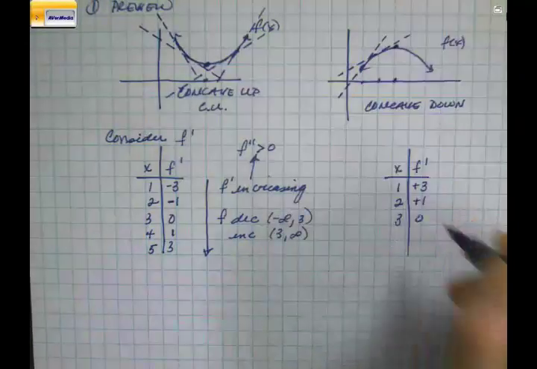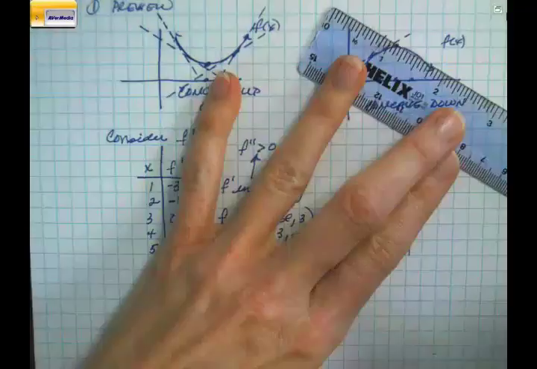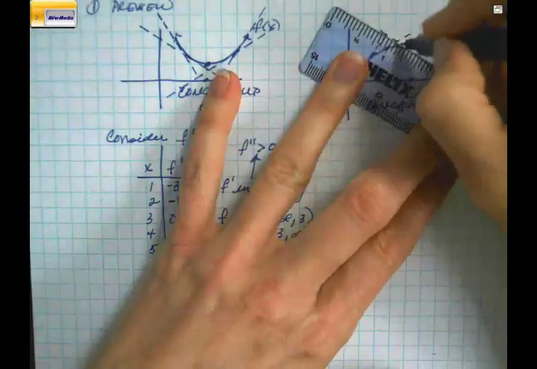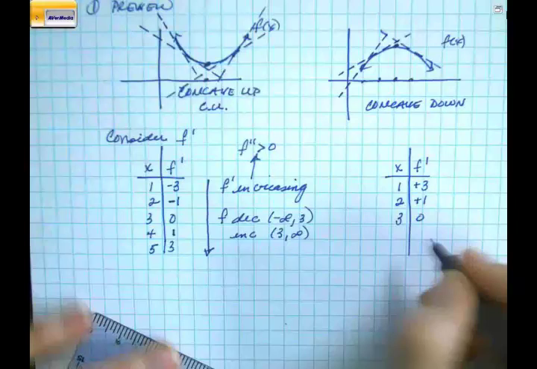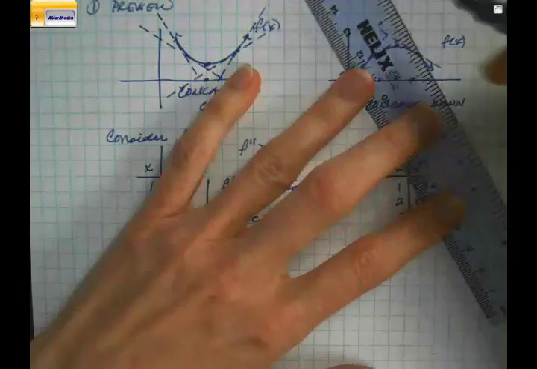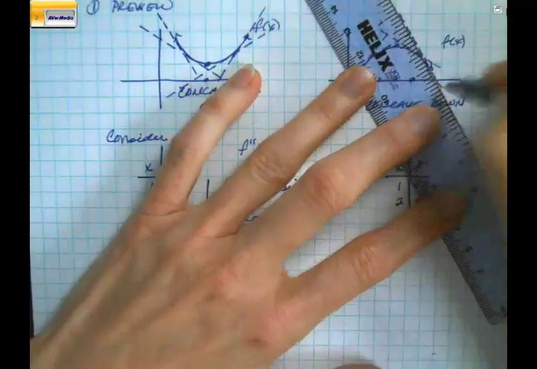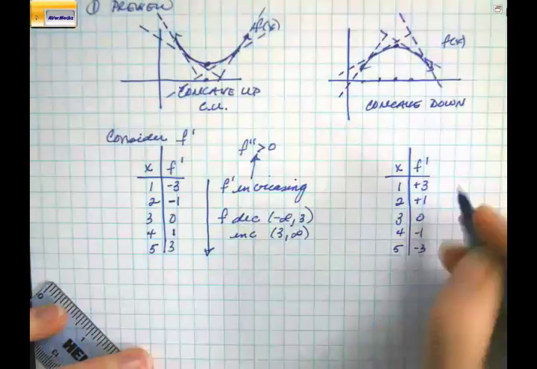That's supposed to be our vertex, 0. Then at 4, and we're just getting estimates, it looks like it's maybe a negative 1 slope. And at 5, we'll claim it to be a negative 3 slope. Slope of that dashed line, approximately 3.